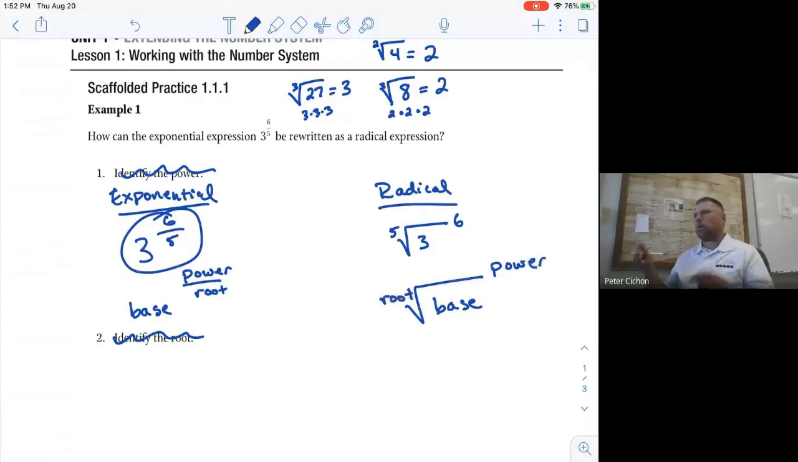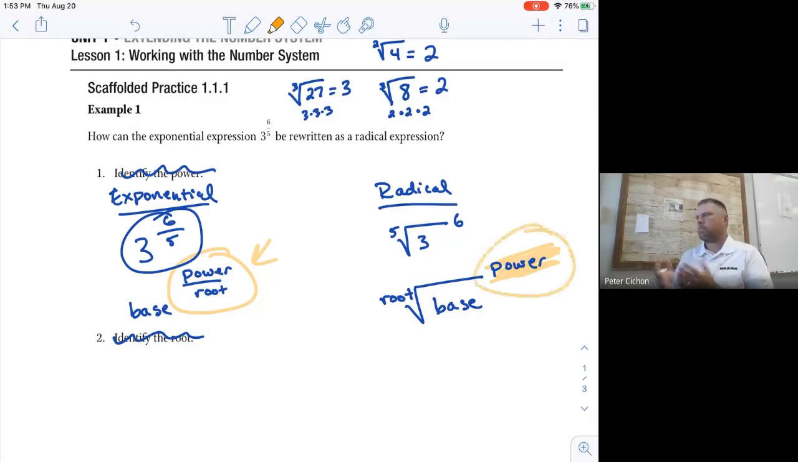What we're going to practice today is how to go back and forth: from exponential to radical and from radical to exponential. If you just remember power over root, power over root, power over root. And when you go over here, remember that the power is always the exponent. So power over root gives you that order. Which one's the power here? The exponent is the power. You've heard that word 100 times.